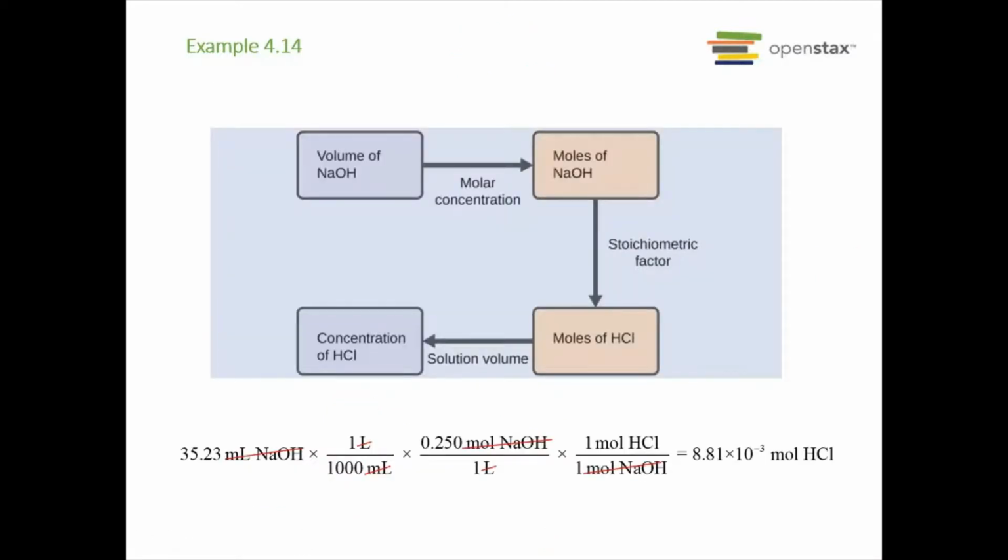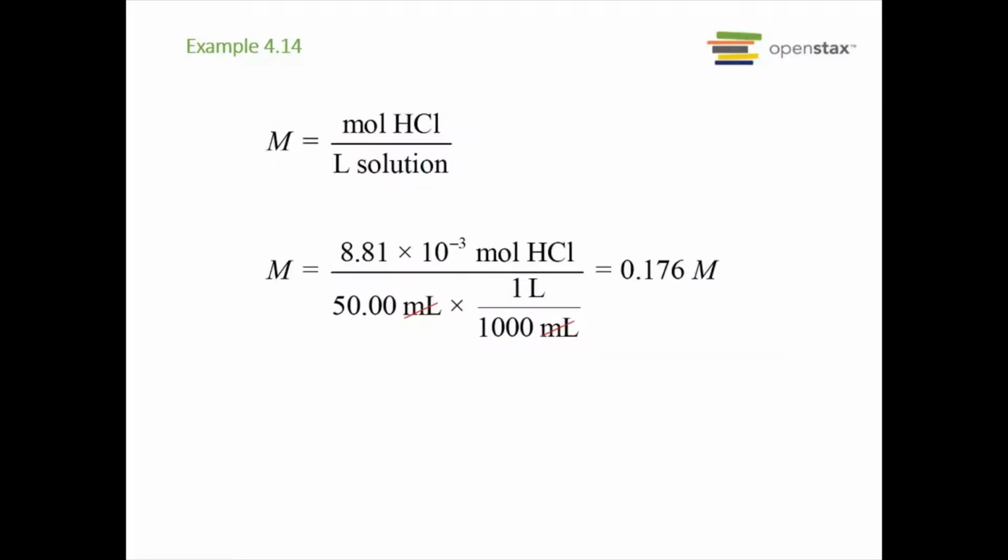Okay, so they did the same thing. Started with milliliters of NaOH, got to moles of HCl. Same number we got, they just rounded early. Okay, and then moles divided by liters, so they changed milliliters to liters like this. This is fine too, however you want to do it. The same answer, 0.176 molar hydrochloric acid.